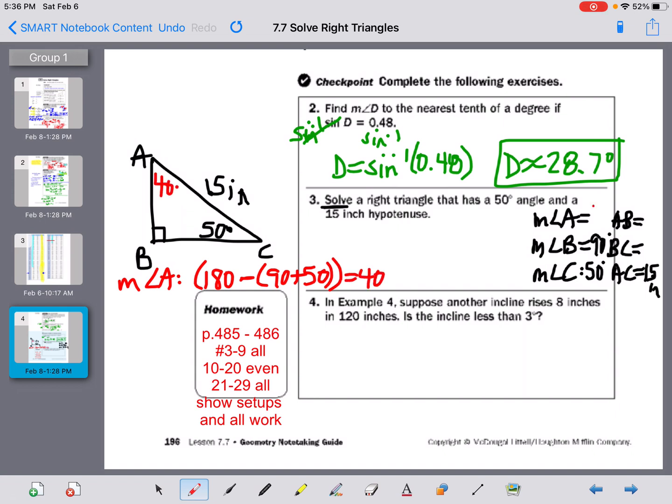So angle A is 40. I'm done with all my angles. All right, time for some sides. I'm going to make AB over here X. Well, from the 50 I start with, X is opposite.